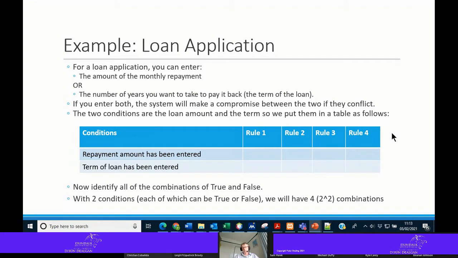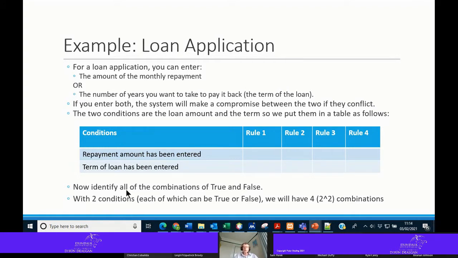And then we have a number of rules. So these are the business rules. The organization has said, if you're applying for a loan, then these rules apply, and they will list whatever those rules are. The conditions are what somebody is looking for in this particular case, so if somebody's looking for a repayment amount or a repayment term.